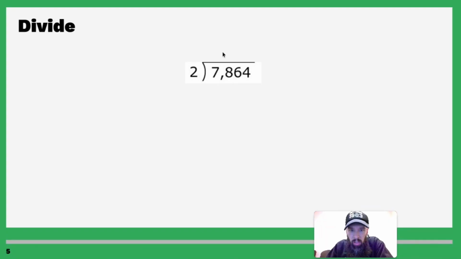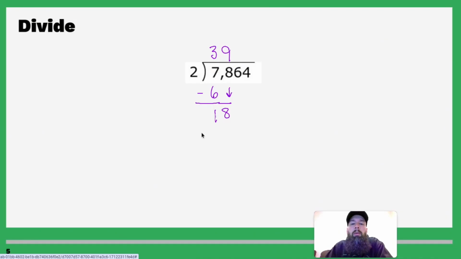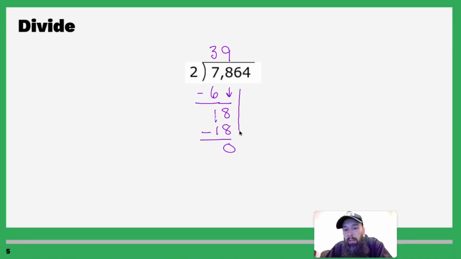2 goes into 7 3 times. So write the 3 above the 7. 3 times 2 is 6. 7 minus 6 is 1. Drop down the 8. 2 goes into 1, no times, but 2 goes into 18, a perfect 9 times. So write the 9 above the 8. 9 times 2 is 18. Subtract. You get 0. Bring down the 6.